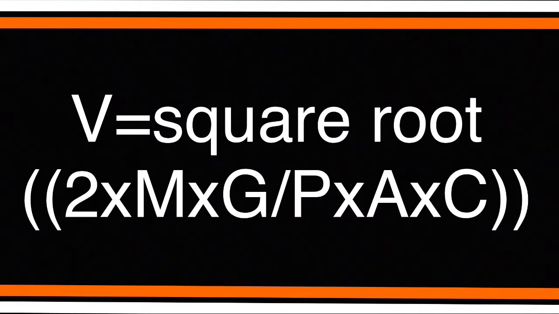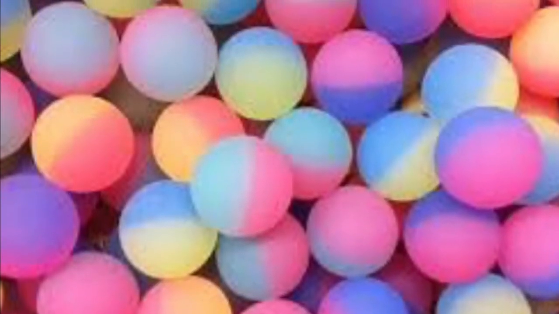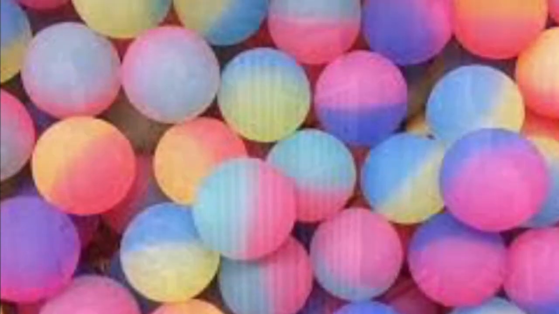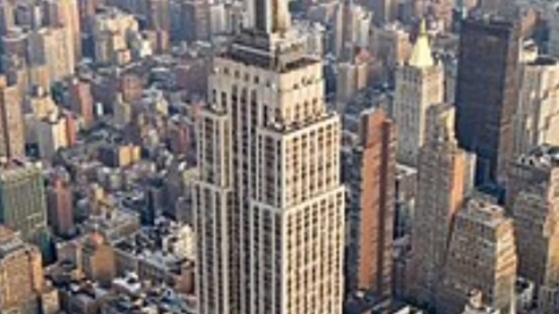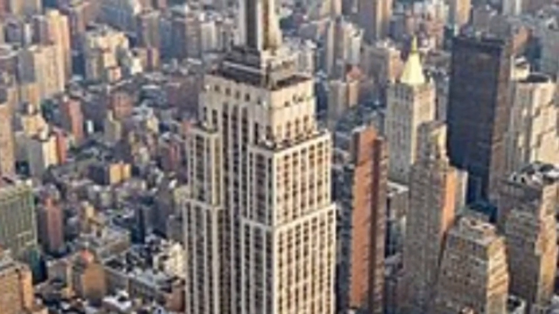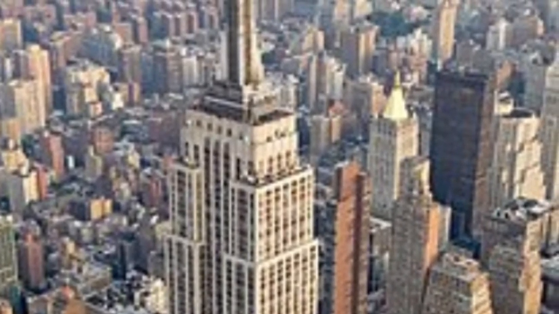For example, if you dropped an average 2-inch diameter super bouncy ball off the observatory deck of the Empire State Building, then the ball would reach its terminal velocity of 112.654 kilometers per hour after falling around 100 meters, or 25 to 30 stories of a regular building.